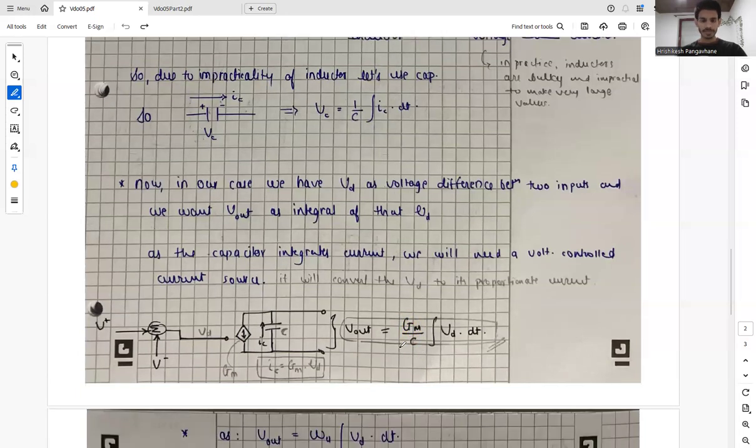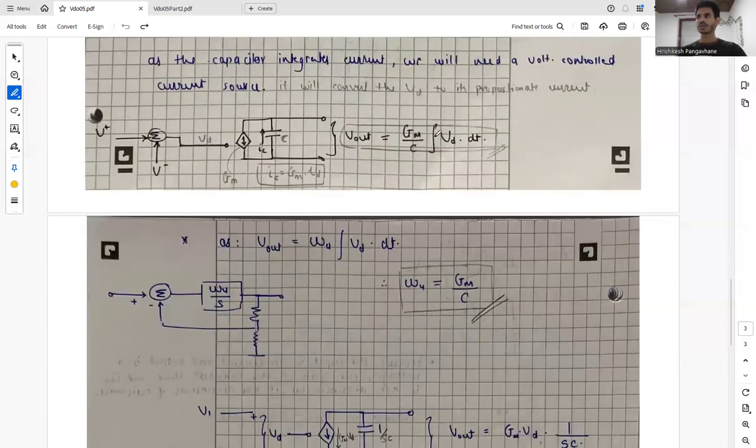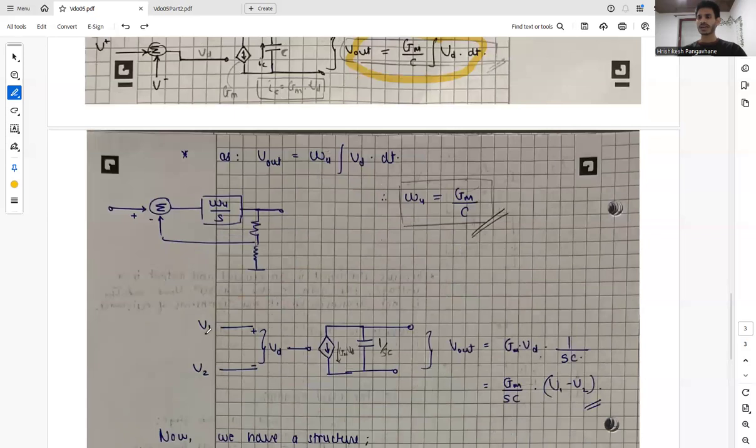So this is the brief idea of realizing an integrator. Our V out from this equation is GM by C times the integral of VD dt, and previously we saw that our V out was omega u times the integral of VD dt. So we can relate our omega u to GM by C, and that's how we can realize an integrator. We have two terminals, and a difference of the two terminals at the input of our integrator. So that's how it is realized over here.